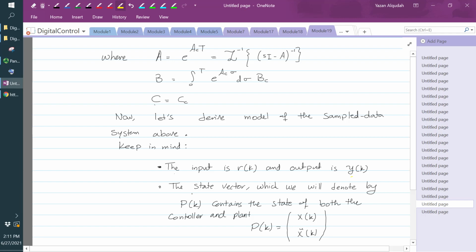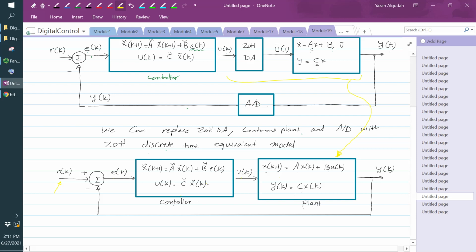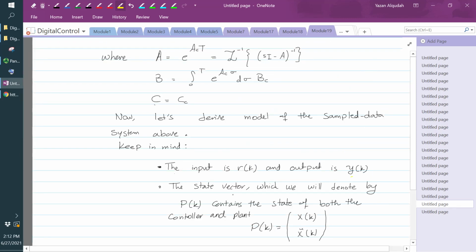Now, since we have states coming from the controller and states coming from the system, we're going to combine them all together. The state vector, which we will denote by p of k, will contain the states of both the controller and the plant. So p of k is equal to the states coming from the controller and the states coming from the plant, x of k and x tilde of k.